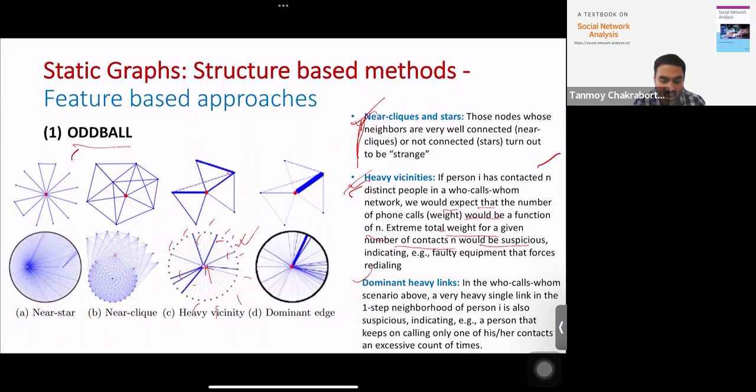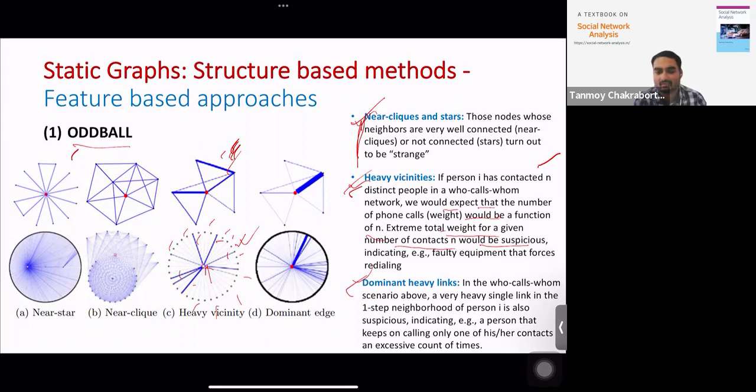If you look at the corresponding ego network, you may get this kind of ego network, where you remove some of the edges with less weights and you get this ego network. Okay, the last one is called dominant heavy links. So here again the idea is the same.